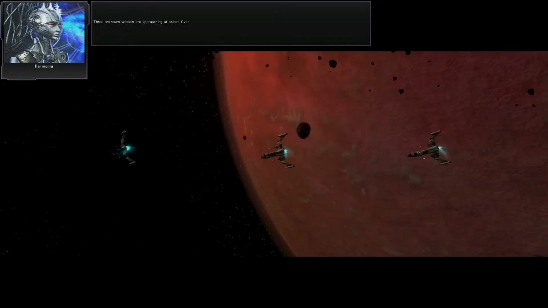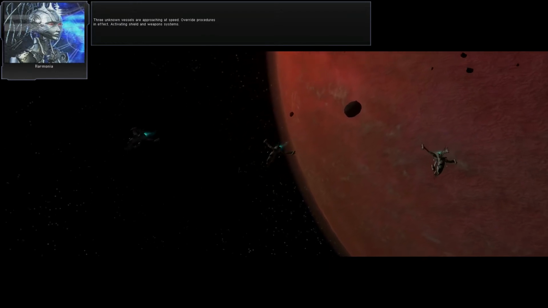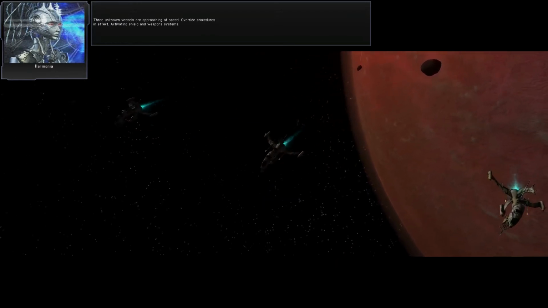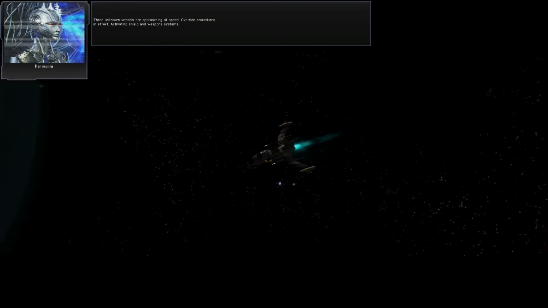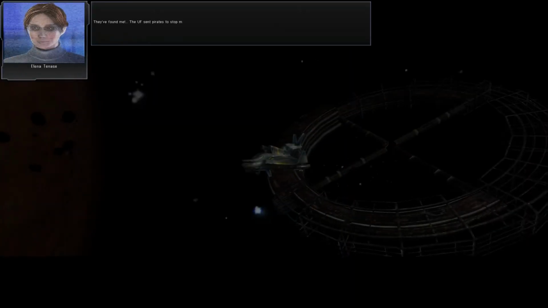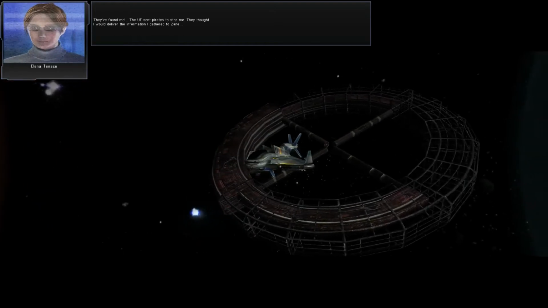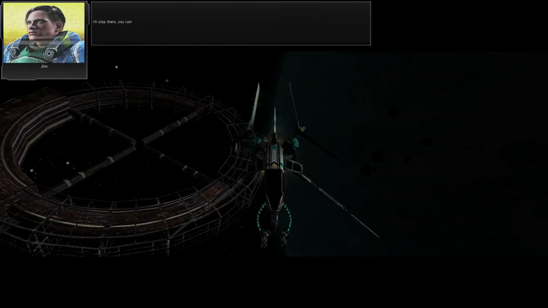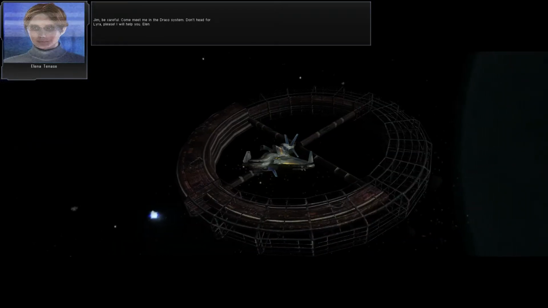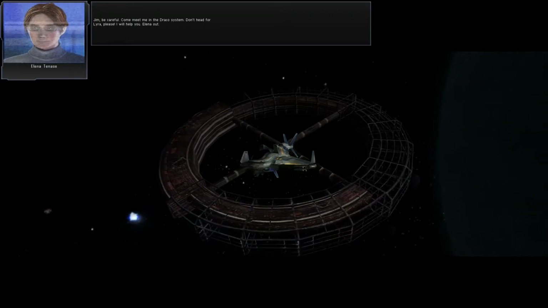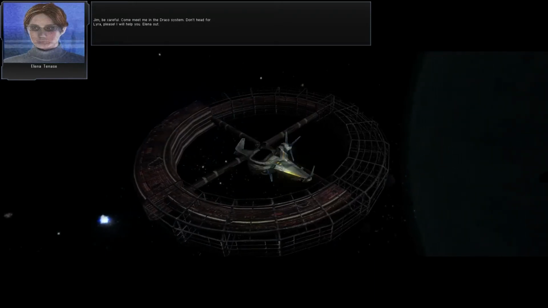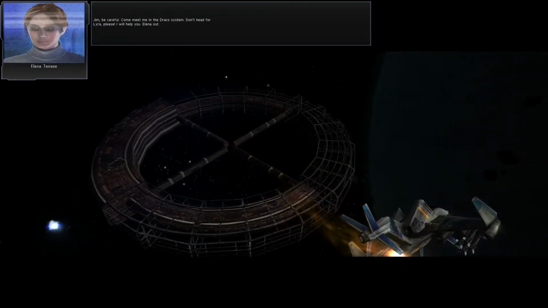Three unknown vessels are approaching at speed. Override procedures in effect. Activating shield and weapon systems. They found me! The UF sent pirates to stop me! They thought I would deliver the information I gathered to Zane. I'll stop them. You run! Jim, be careful. Come meet me in the Draco system. Don't head for Lyra, please. I will help you. Eleanor out.